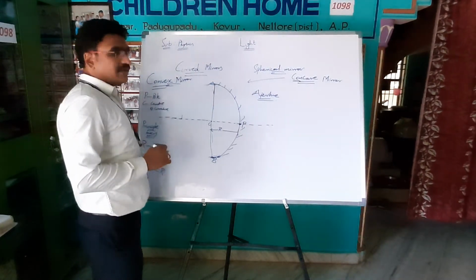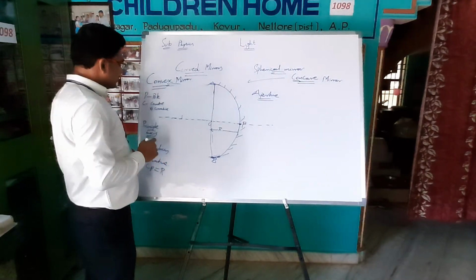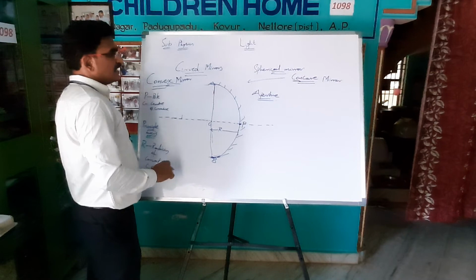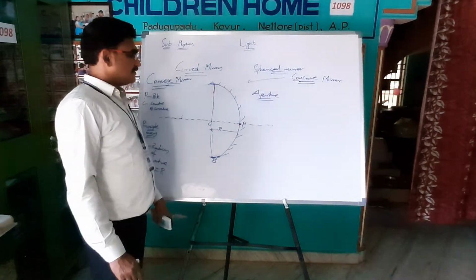Pole is nothing but the geometric center of AB, and C is the center of curvature. Another one is the principal axis, the radius of curvature, and of course CP is equal to R. And now this is the aperture.